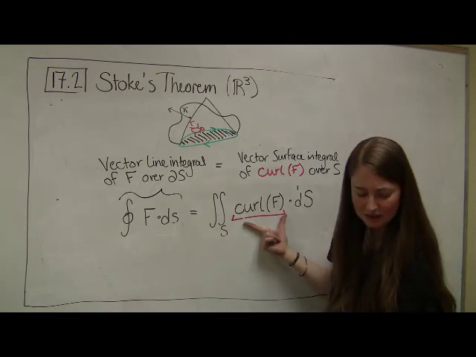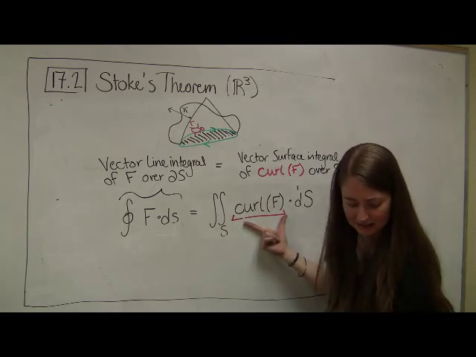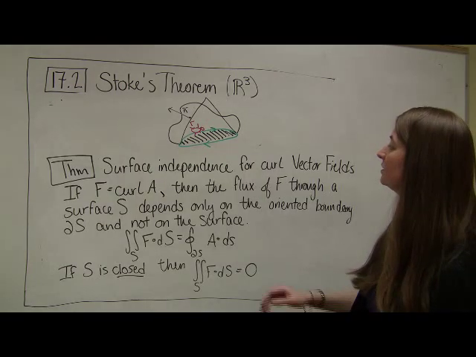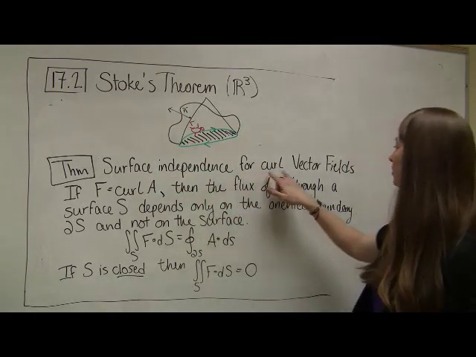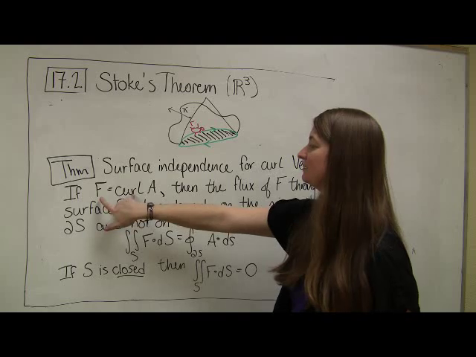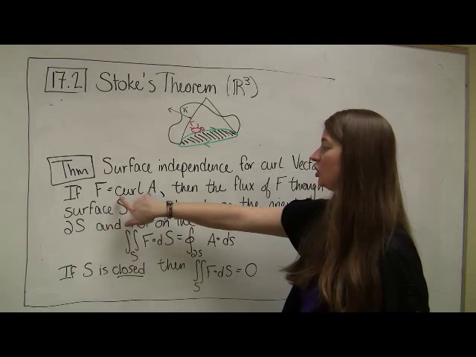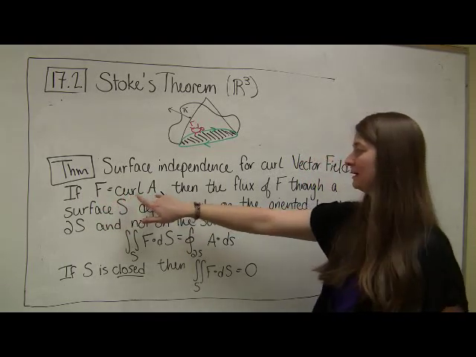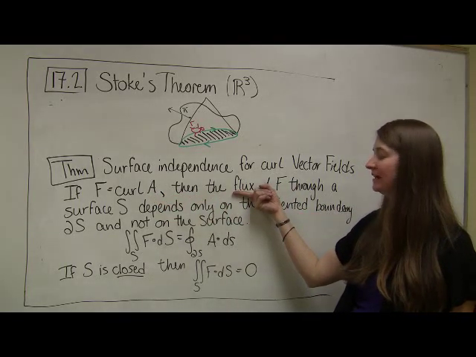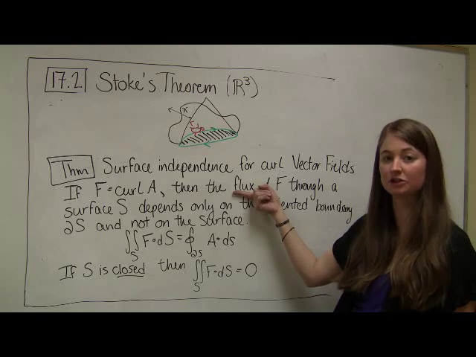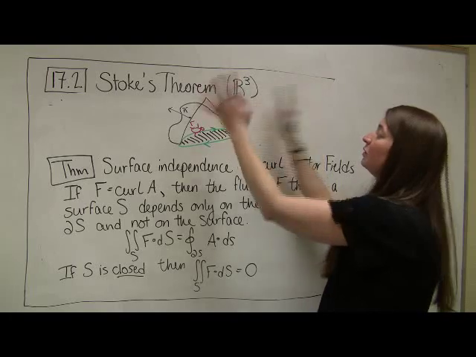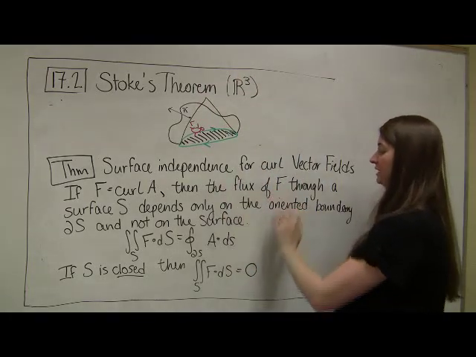And this is something that I'm going to write down as a theorem. Your book has it listed as a theorem, I believe. This theorem is called the surface independence for curl vector fields theorem. And we're setting up some notation. We're going to let F equal the curl of A. I don't know if I like this notation, but I'm consistent with the book. Then the flux of F, so the flux, recall, that's just the vector surface integral. Another word for that is flux. It's how much fluid is flowing through this surface given by the vector field.